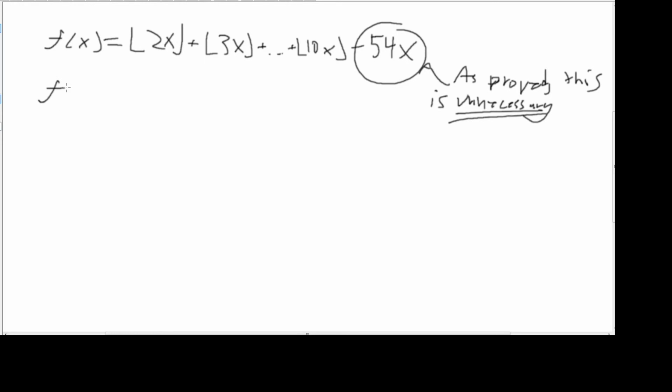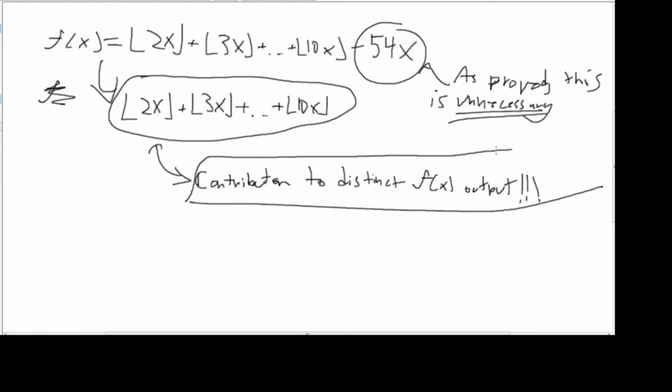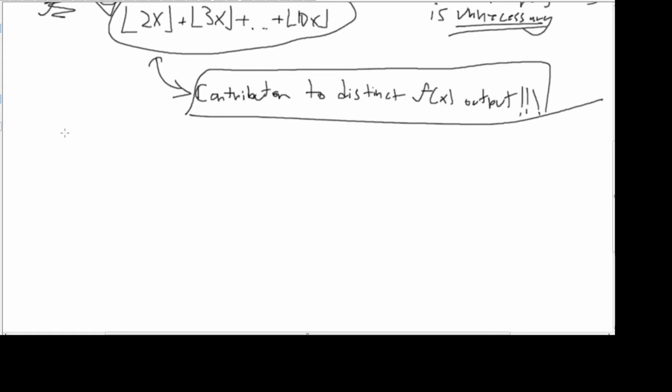So now we can try and simplify this. The distinct values you'll have will just lie in here. And this is pretty much where you're going to get all your distinct values right here. So we can say this is the contributor to the distinct f of x output. So just let this rest in your mind for a couple seconds, and now we can try and continue on with kind of doing this.